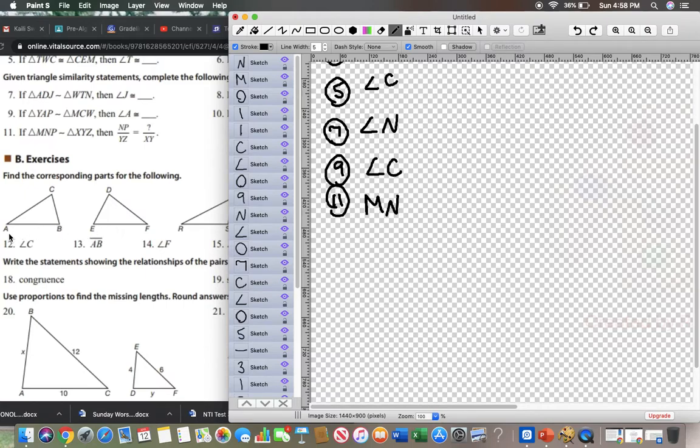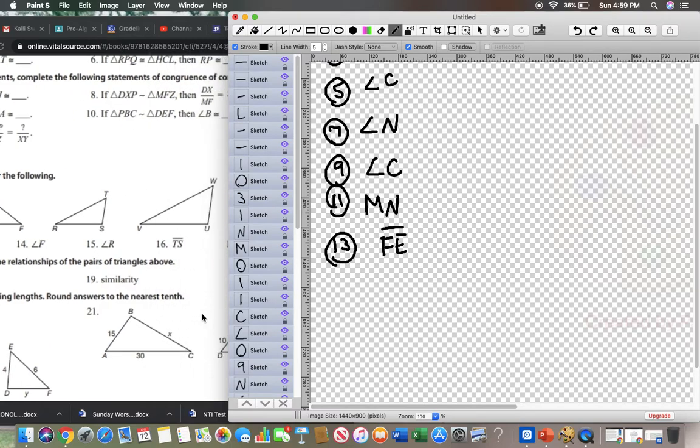What kind of triangles would ABC and FED be? They would be congruent because it's the same shape and the sides, everything's the same size as well. We'll talk about these triangles on the other side here in just a second. So therefore, number 13, segment AB and segment FE, those would be the corresponding parts there for these two congruent triangles.